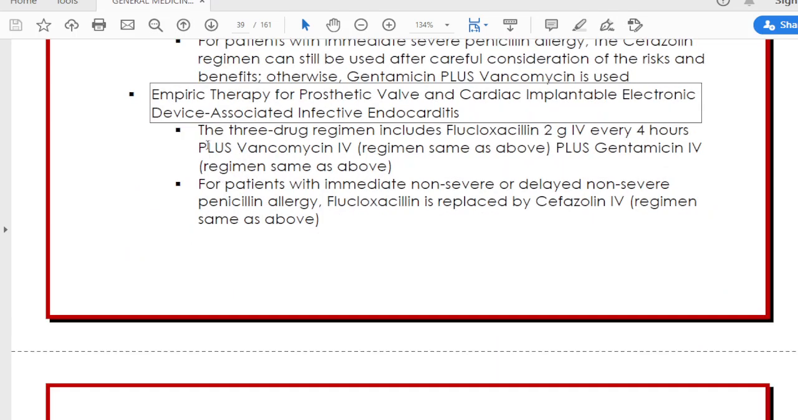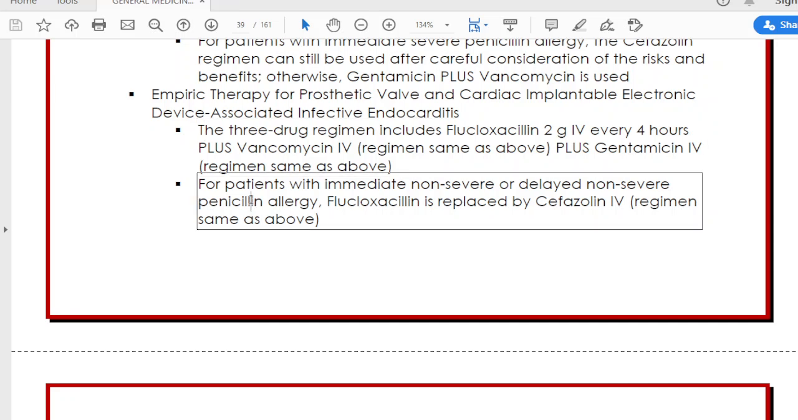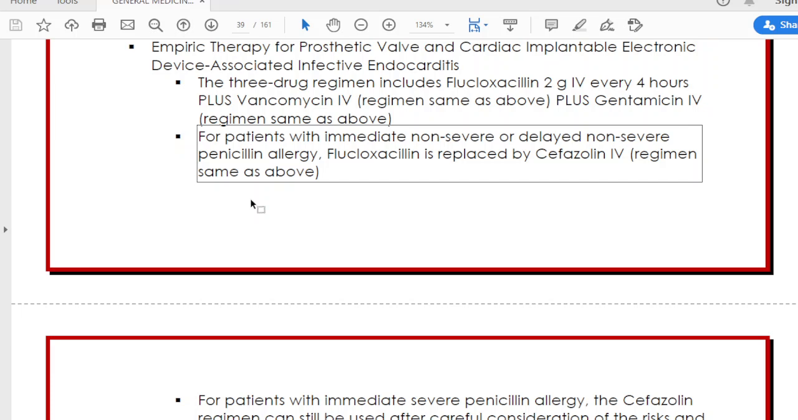Empiric therapy for prosthetic valve and cardiac implantable electronic device associated infective endocarditis. The 3-drug regimen includes flucloxacillin 2 g every 4 hours plus vancomycin, regimen same as above. For patients with immediate non-severe or delayed non-severe penicillin allergy, flucloxacillin is replaced by cefazolin, regimen same as above.